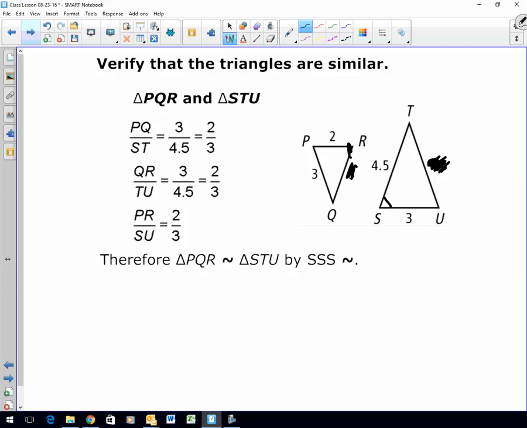Angle R right there. What do we call angle R? Is this an angle or is this a side?